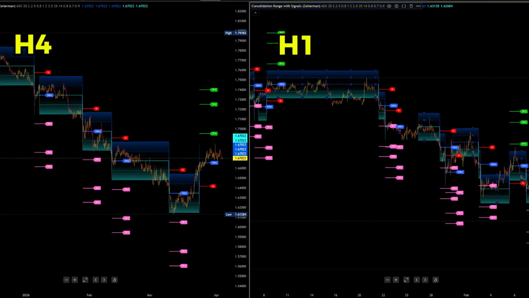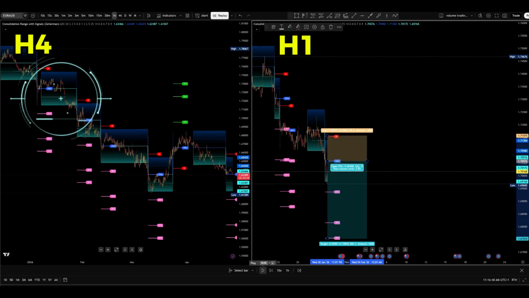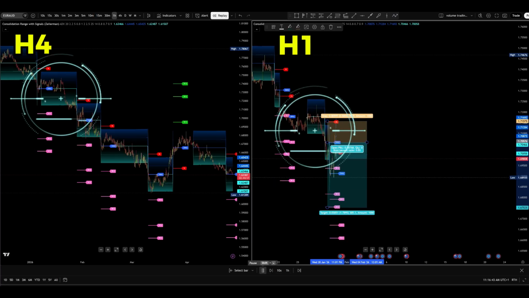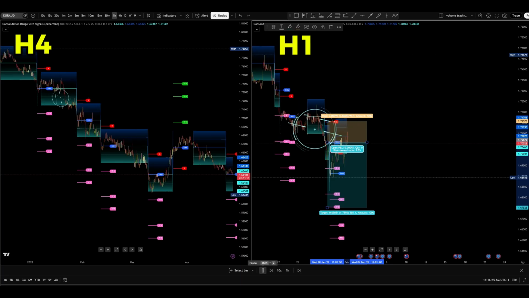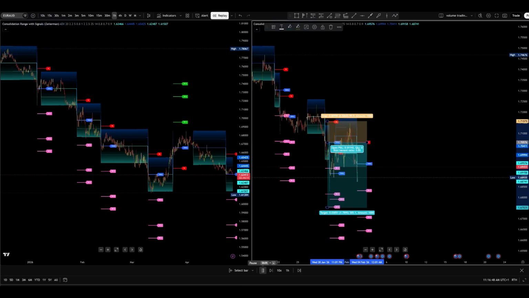Now stack this. If the same consolidation appears on the 1 hour and 4 hour chart at the same time, the breakout becomes much stronger. That's institutional compression. And when that expands, the move is usually violent. That's where your best trades are.